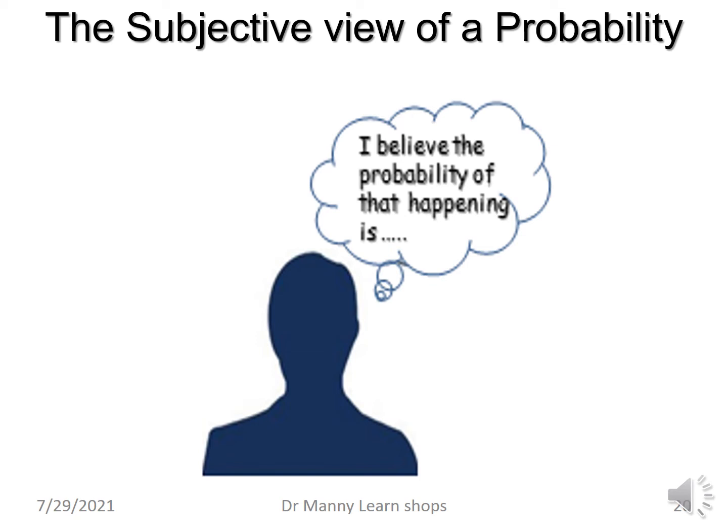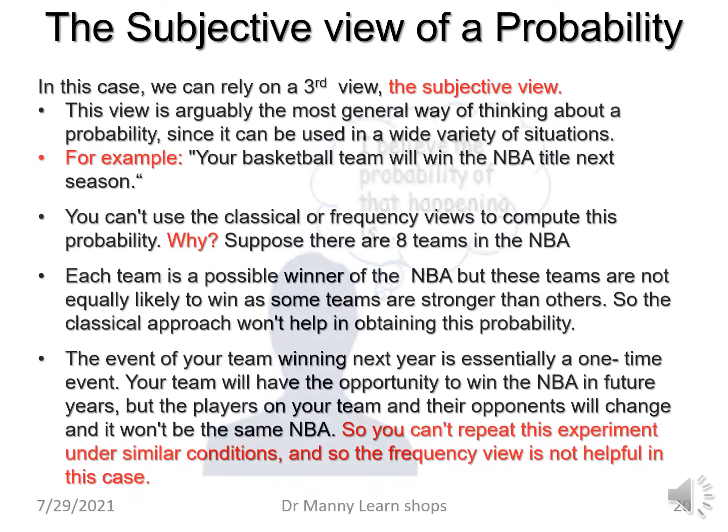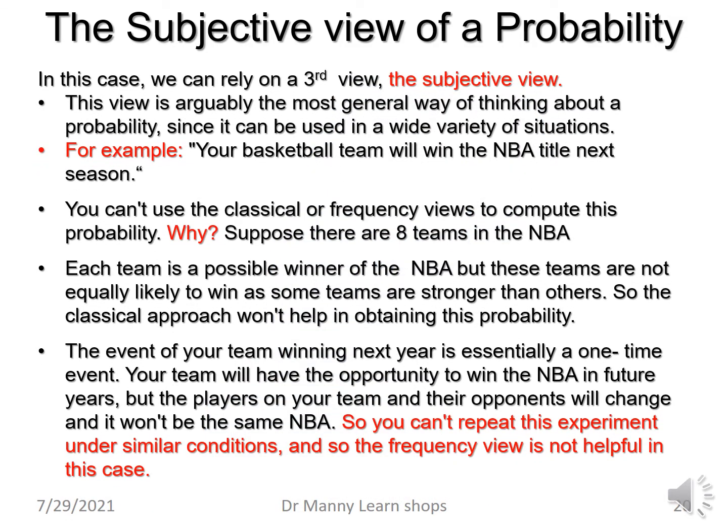Now let's look at the subjective view of probability. It's your belief. In this case, we rely on a third view, and this view is arguably the most general way of thinking about probability, since it can be used in a variety of situations. For example, your basketball team will win the NBA title next season. You can't use the classical or frequency views to compute this probability. Why? Because there are 8 teams in the NBA. Each team is a possible winner of the NBA, but these teams are not equally likely to win, as some teams are stronger than others. So the classical approach won't help in obtaining this probability.